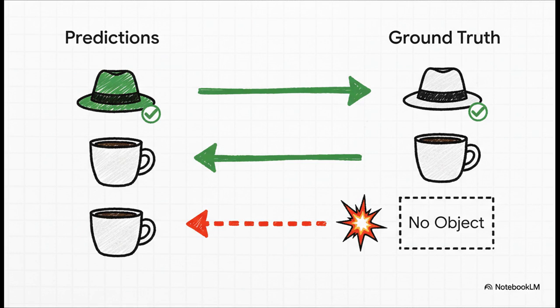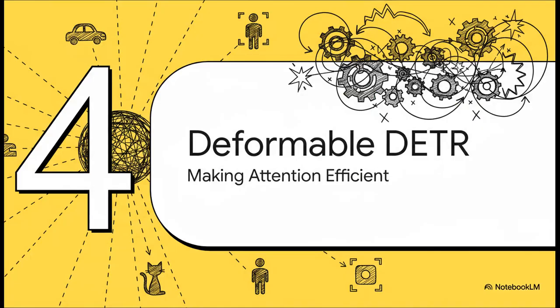So if there are 3 real cars, the model has to predict exactly 3 cars. If it predicts a 4th one, that extra prediction gets matched to a special no-object class, and the model gets penalized for it. It's this brilliant trick that forces the model to learn not just what to detect, but also how many. Okay, so DETR was a fantastic idea, a real paradigm shift.